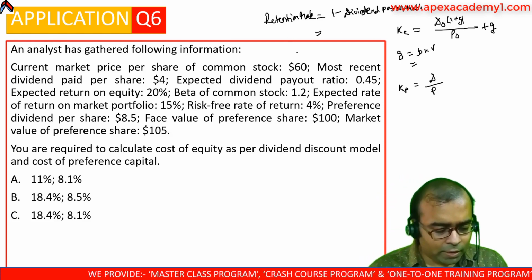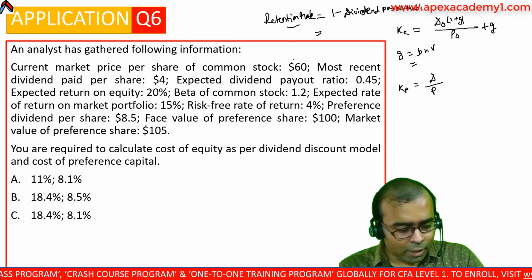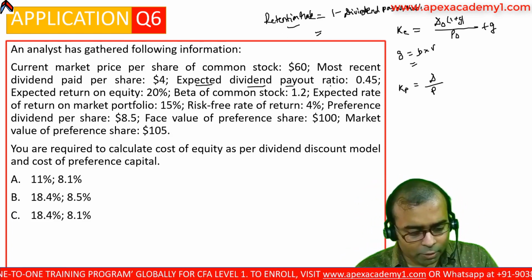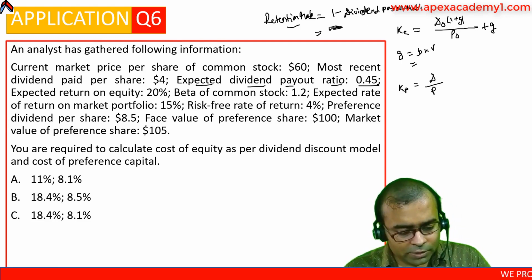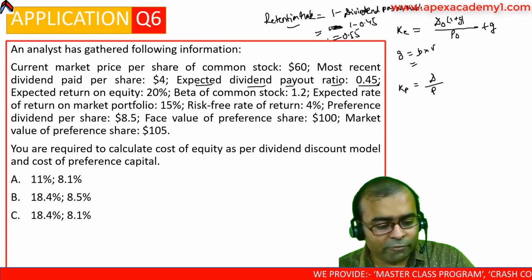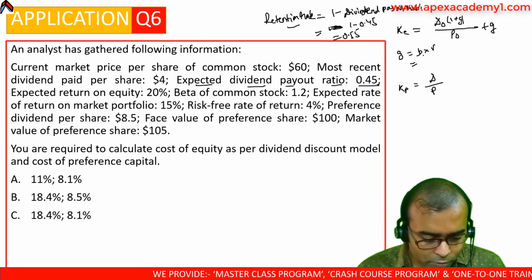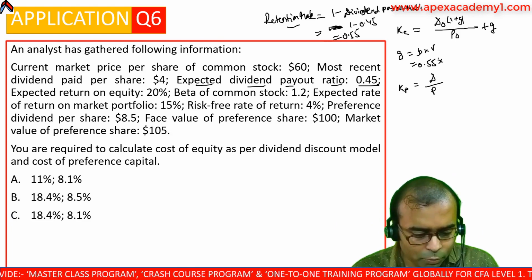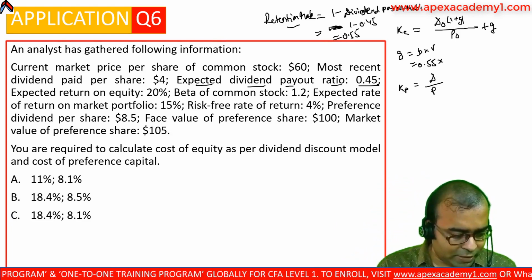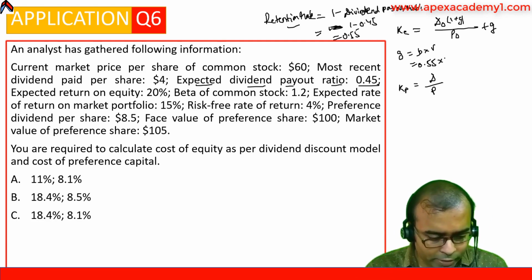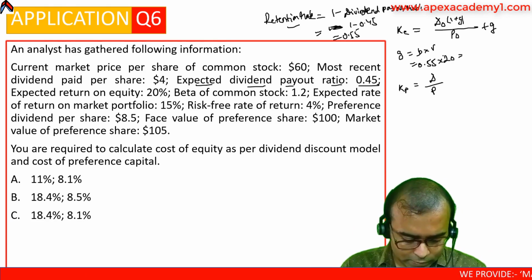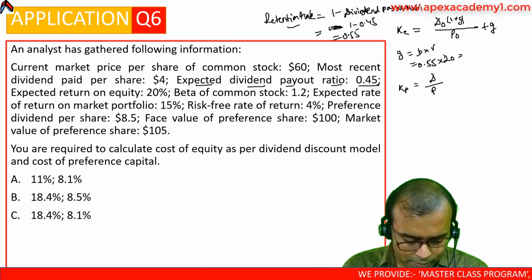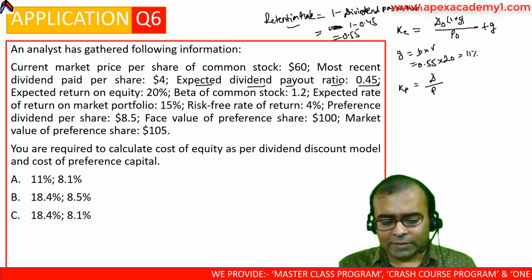They don't give me this retention rate directly. What they have given me is the expected dividend payout ratio, which is 0.45. I can use that to calculate my retention rate: 1 minus 0.45, which is 0.55. Then 0.55 becomes my retention rate. Now 0.55 into R, which stands for ROE of the company, return on equity. Expected return on equity is 20. Now you can calculate G, which is 0.55 into 20. It is 11%. So your growth rate is 11%.